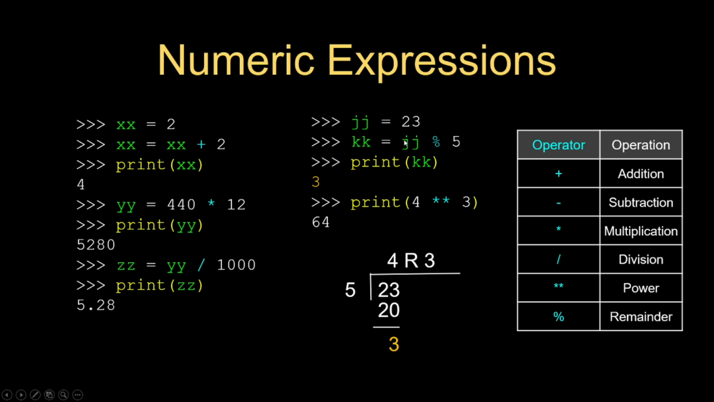So for this, 20, jj is equal to 23. Okay, so kk is equal to jj percent sign 5. Now you might be wondering what this 3 is. Okay, that 3 is the remainder portion of that division. Okay, so what happened here is the value of jj is 23, right? So it is used in this expression. So 23 divided by 5, how much is that? Okay, so certainly there is a decimal or fractional part, because 23 is not divisible by 5.